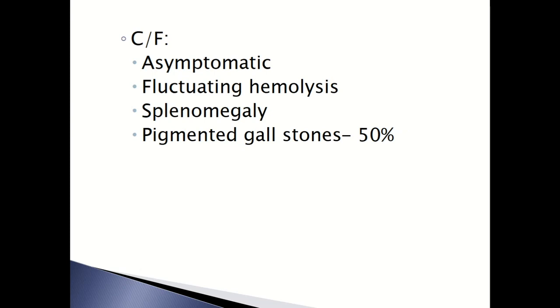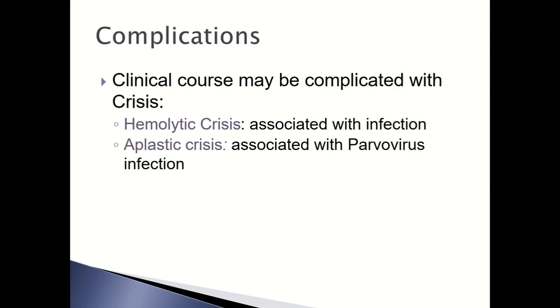So usually asymptomatic, some kind of mild hemolysis is there, but still there is splenomegaly, and pigmented gallstones in 50% of cases have been documented. Complications: in case of hemolytic crisis, it is associated with infection, and aplastic crisis is associated with parvovirus B19 infection. So two complications are there, hemolytic and aplastic crisis.